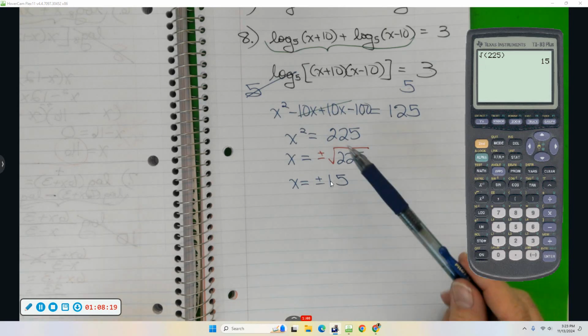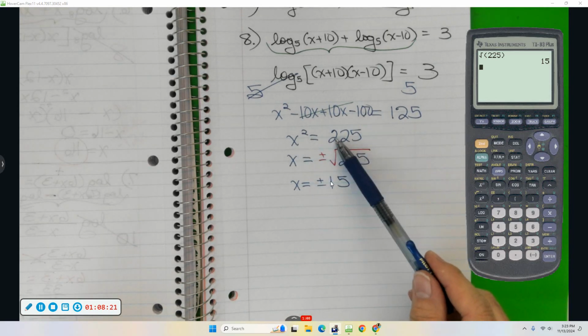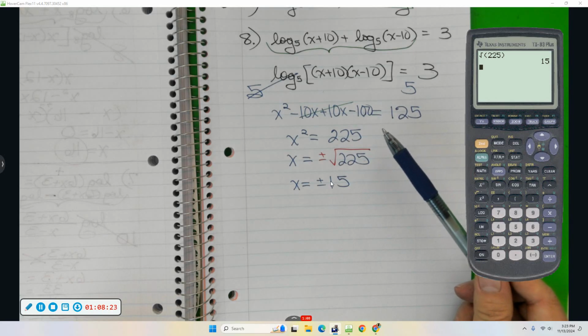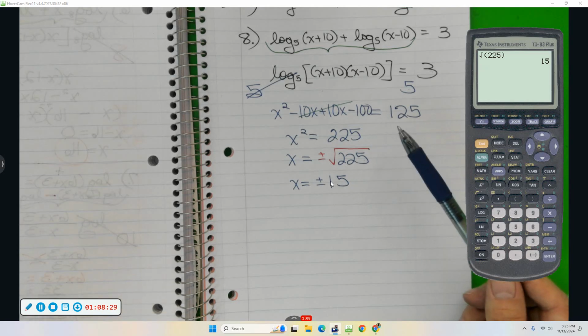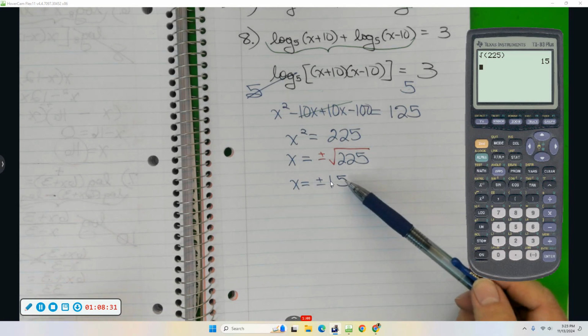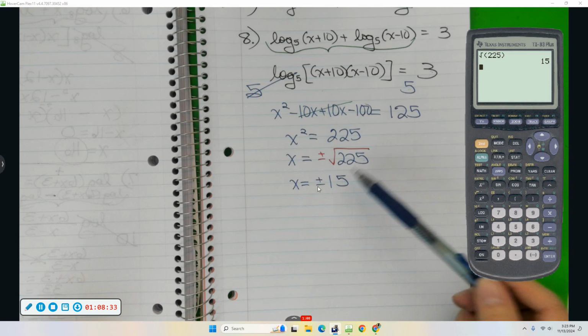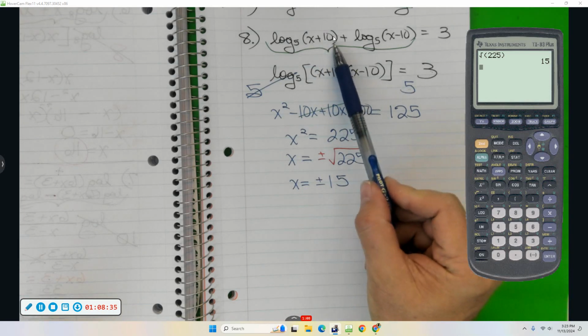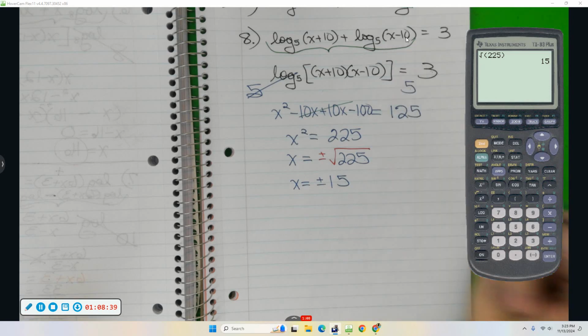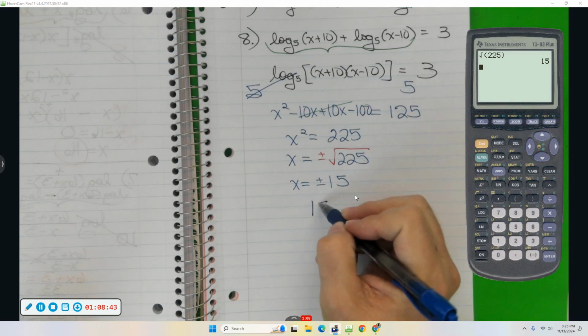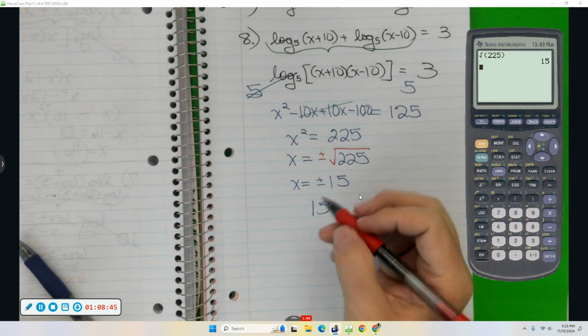Now, if you'd factored it, x squared minus 225, it would have been the difference of squares. It would have factored as x plus 15 times x minus 15, and you would have still gotten two possible answers. But let's see. 15. 15 plus 10, is that positive? 15 minus 10, is that positive? Yes, so 15 is an acceptable answer.